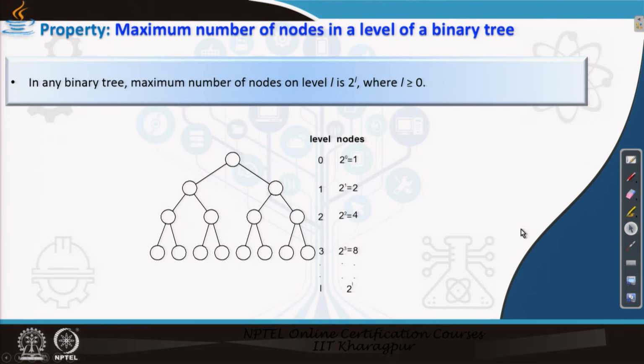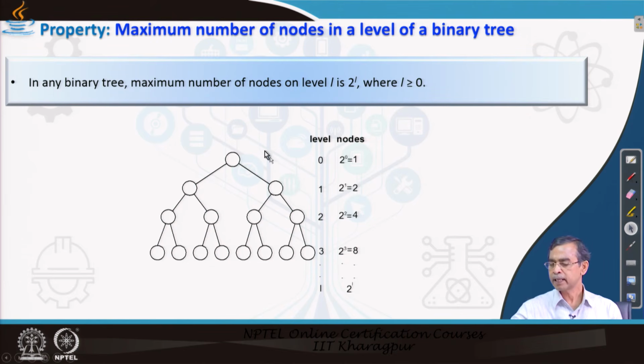The first property is regarding the maximum number of nodes in a level. We have already discussed it; basically it is a theorem. Every property can be expressed in terms of a theorem, since it is always true. That is why it is called a property or theorem. This property says that in any binary tree the maximum number of nodes in level L is 2 to the power L, where the level can vary from 0 to any number.